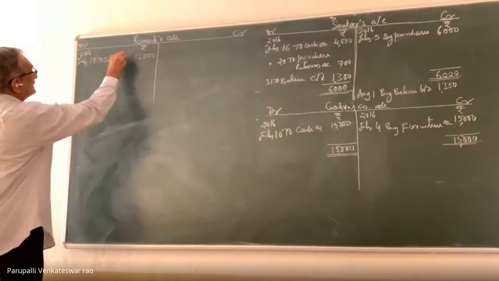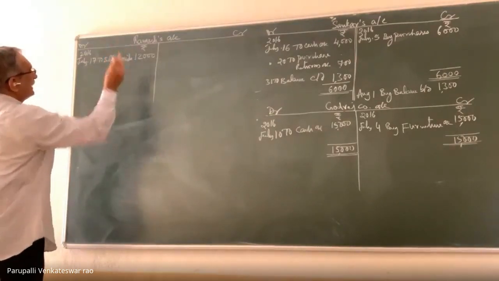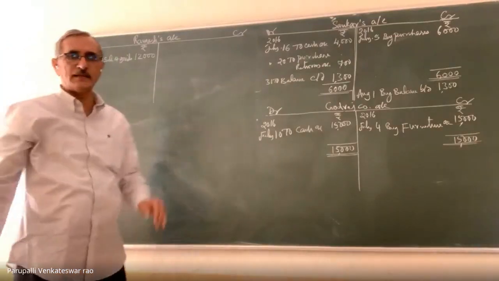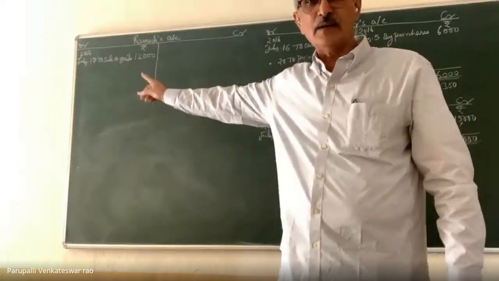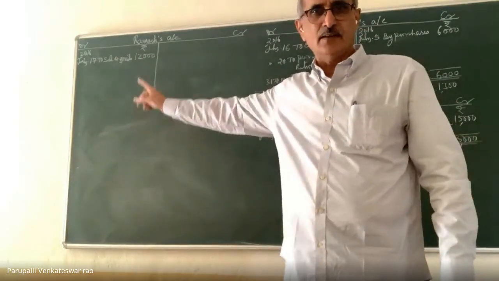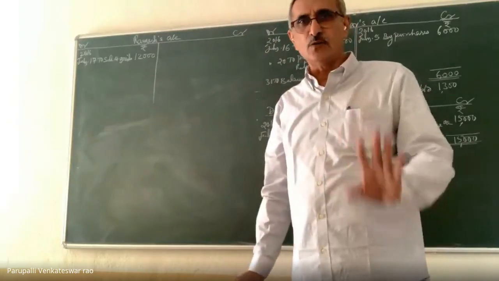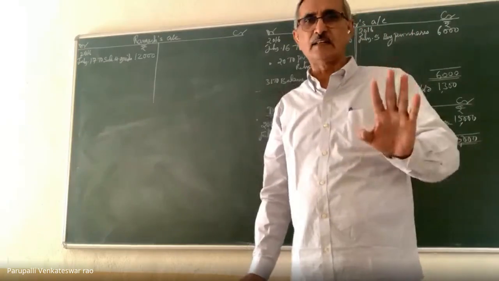Sale of goods account, it is 12,000. Ramesh is a receiver, so his account is debited. Followed? Ramesh is the receiver of the benefit. His account is debited, 12,000 receivable. That means we have to receive from Ramesh rupees 12,000 for selling the goods on credit.